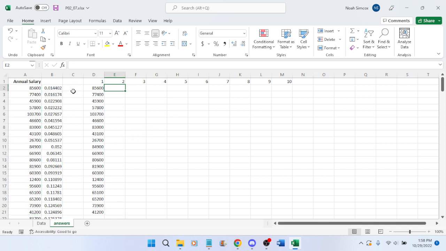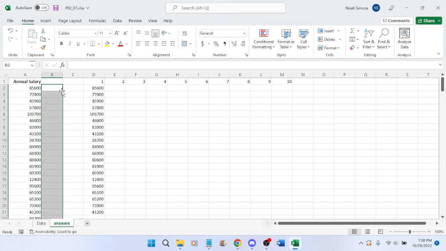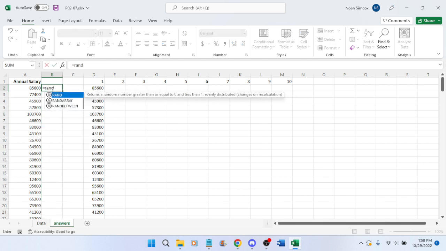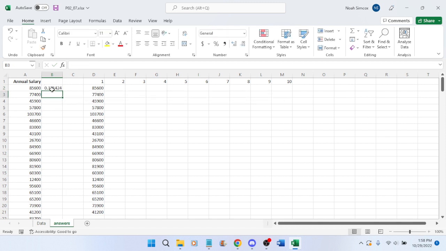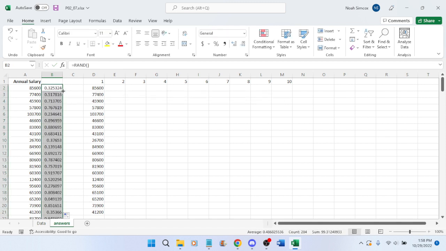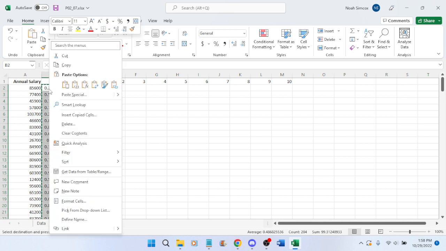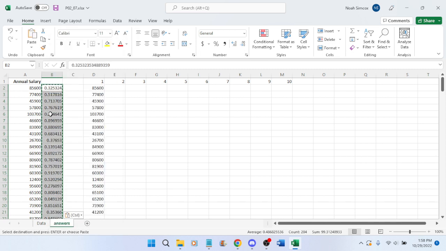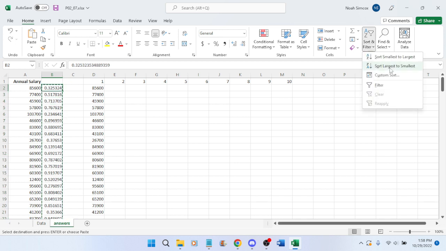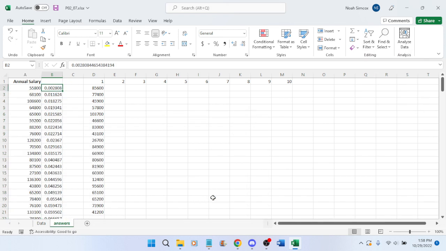Now let's figure out a quick way of repeating the process. Now we'll do equals rand. Again, we've now generated a bunch of random numbers. Copy, paste values, and now we will sort by smallest to largest, and we have generated another random sample.